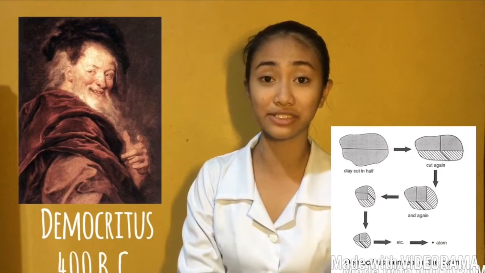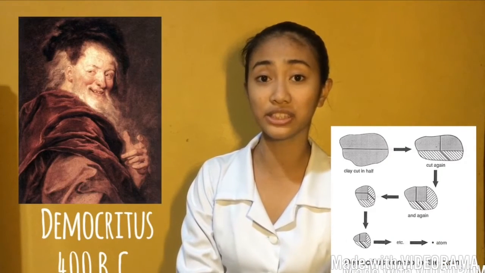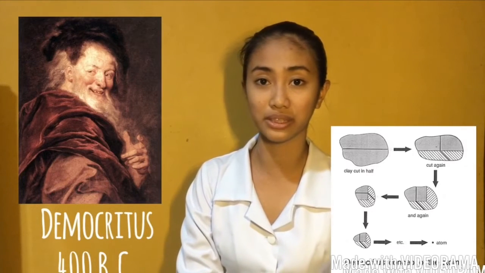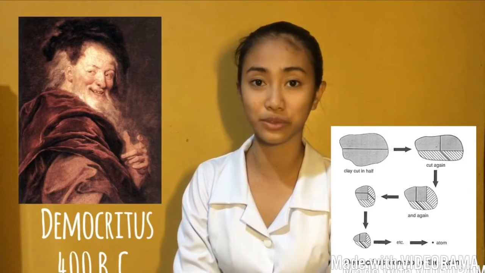It all started in the year 400 BC, wherein a man named Democritus proposed the first ever atomic model theory. Democritus' concept of an atom is that they are tiny indivisible particles in different shapes and sizes. Also, they are infinite in number and they are continuously moving.